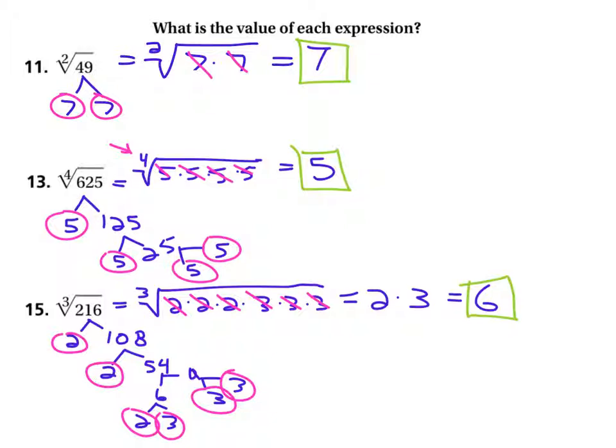So that is the value of each expression. I suggest that you do it this way unless you really are familiar with the numbers. Like you might be familiar that the square root of 49 is just 7. What number times itself twice is 49? It's 7. And you can just write it if you know it, but for now, expand it out like this if you need to.